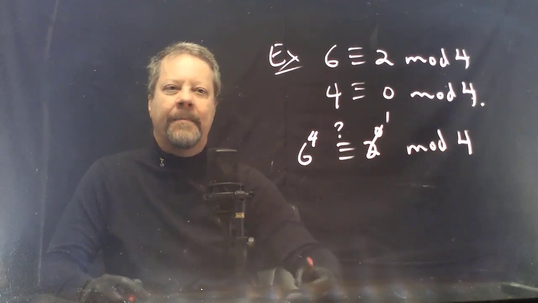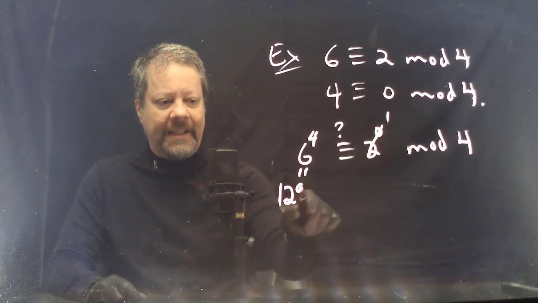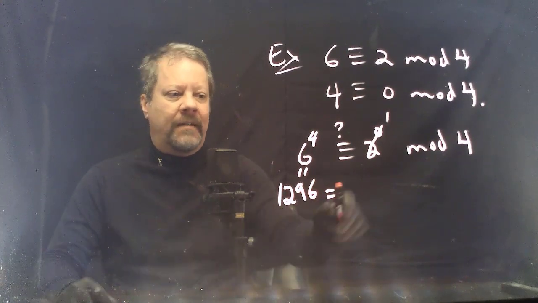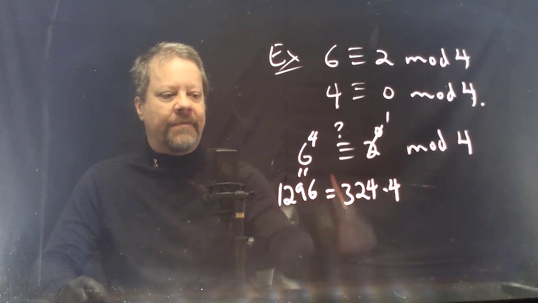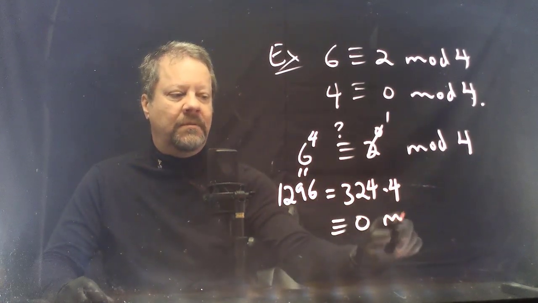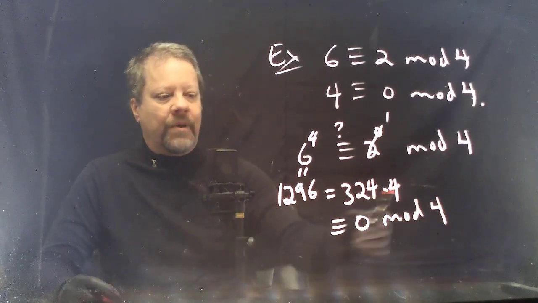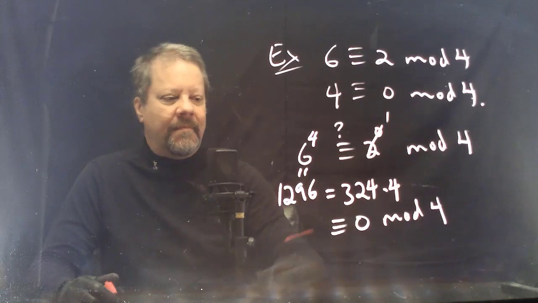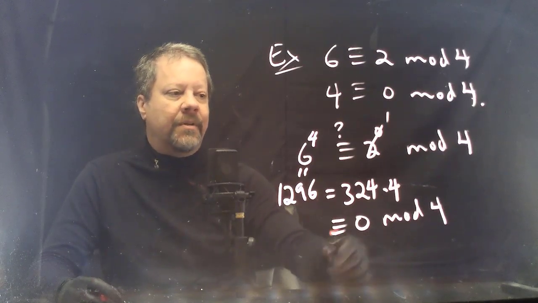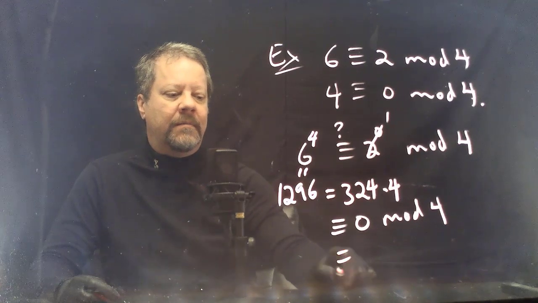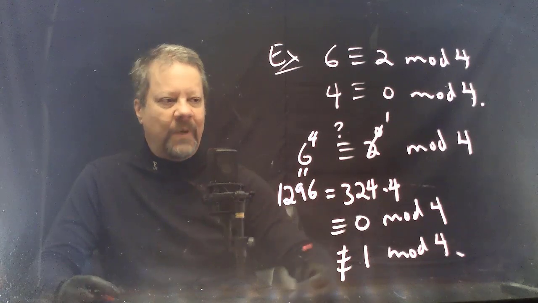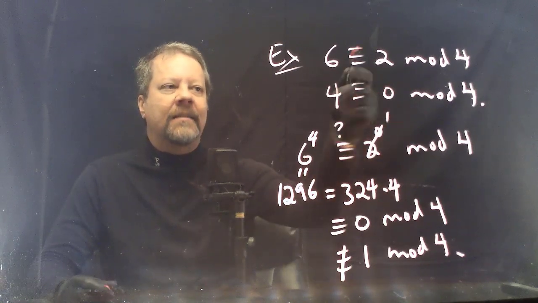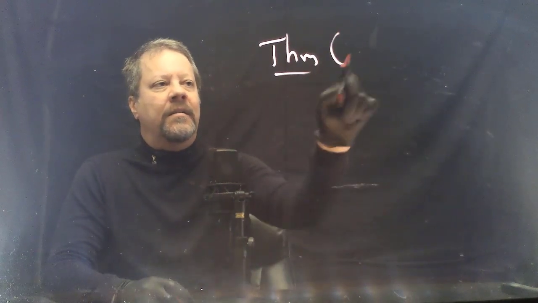mod 4? Well, 6 to the power 4 is 1296, which, by the way, is 324 times 4, which means that 6 to the 4 is congruent to 0 mod 4, because 4 goes evenly into 1296 with no remainder. The remainder is 0, so it's congruent to 0, not 1 mod 4. So this would be an example where you can't exponentiate both sides, even though you get these two congruences.